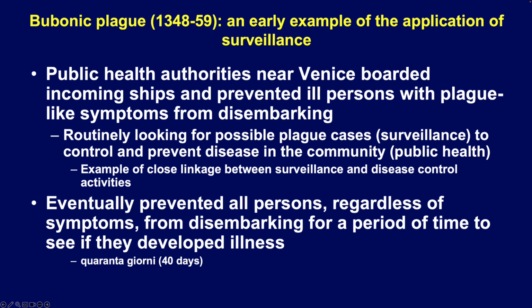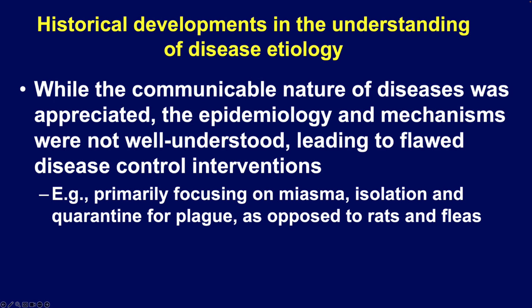However, in the case of plague, without an appreciation for the role of rats and fleas, who could move freely from boats to land, the strategies of isolation and quarantine were ineffective. While the communicable nature of diseases was appreciated, the epidemiology and mechanisms were not well understood, and this led to flawed disease control interventions. This underscores how fundamentally important it is for public health practitioners to understand causes of disease and disease spread, so that we can adequately design the interventions and strategies that help us attain the critical goals of disease control and prevention in populations.